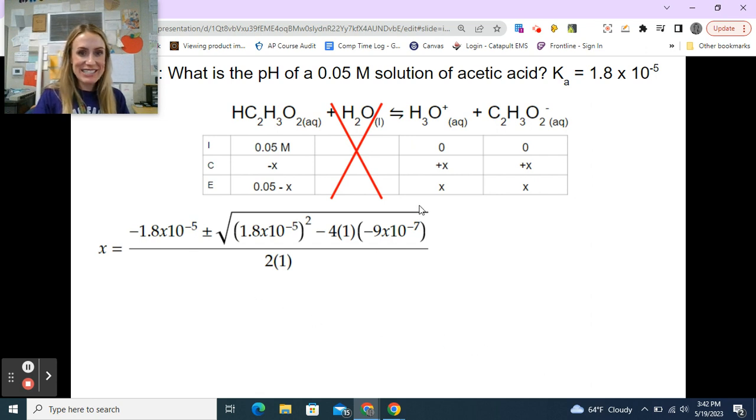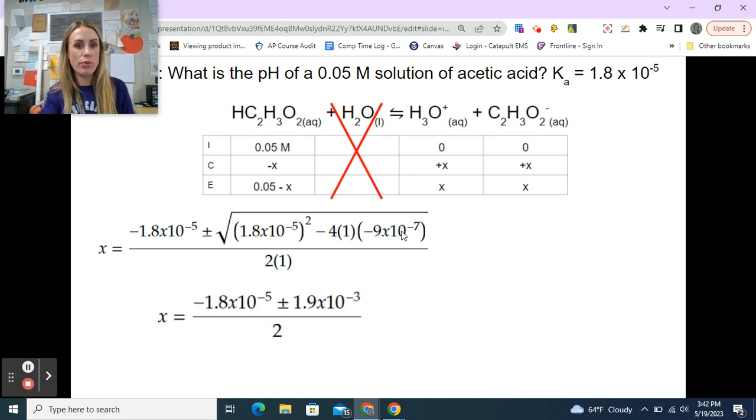So next step, I like to do everything under the square root first. So I put this into my calculator, 1.8 times 10 to the negative 5 squared, and then minus 4 times 1 times a negative 9 times 10 to the negative 7th. And then I like to take the square root of the answer, if you know what I'm talking about. If you don't know how to do that in your calculator, I can show you, or you can just do it step by step, do everything under the square root first, then take the square root of that number, but you end up getting 1.9 times 10 to the negative 3 for all that.